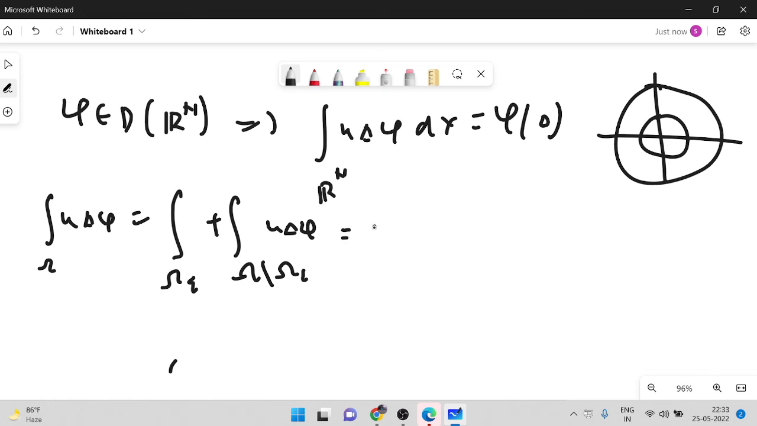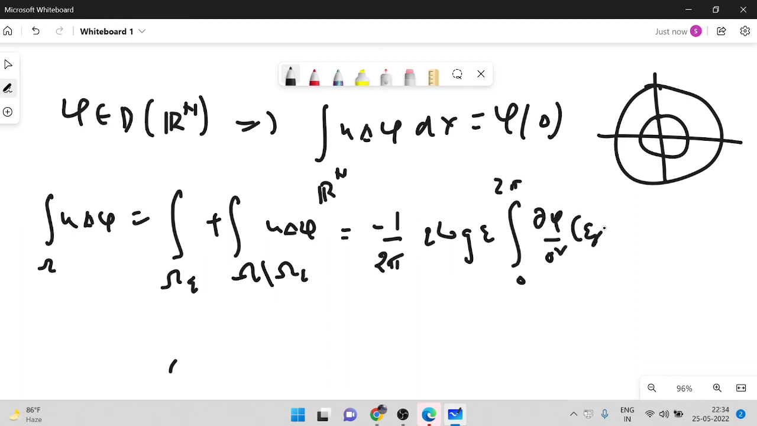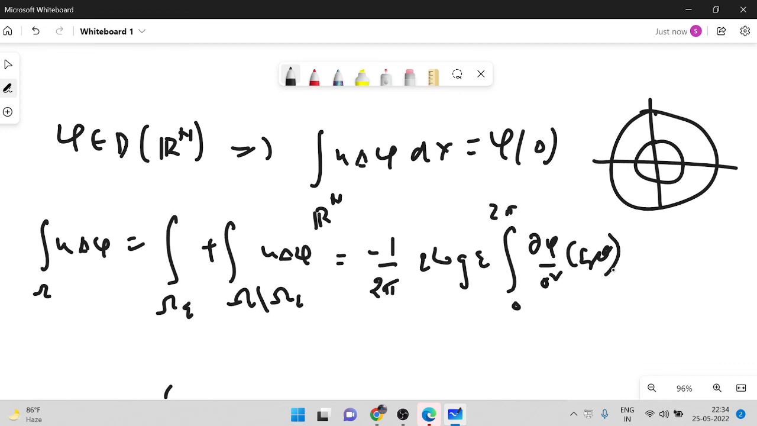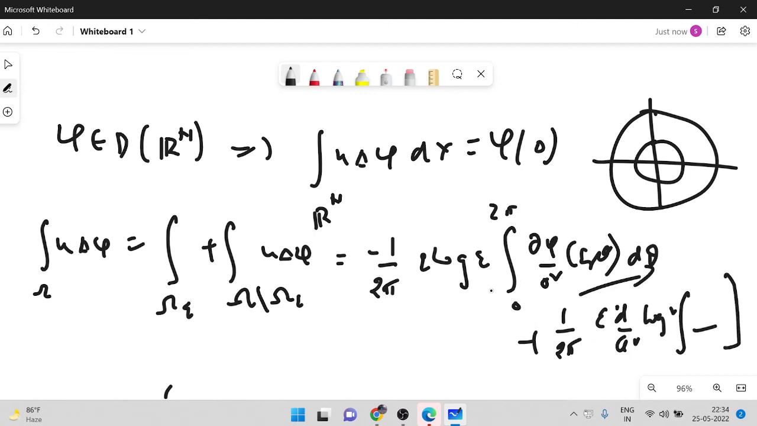You go through some change of integrals, you change the order of integration, and you have to use the mean value theorem to get this: dou phi by dou r at epsilon comma theta d theta, and this 1 by epsilon d by dr of an integral of some term. So this term goes to 0 and this term goes to 0 as epsilon tends to 0. So basically this satisfies the fundamental equation, the fundamental solution.